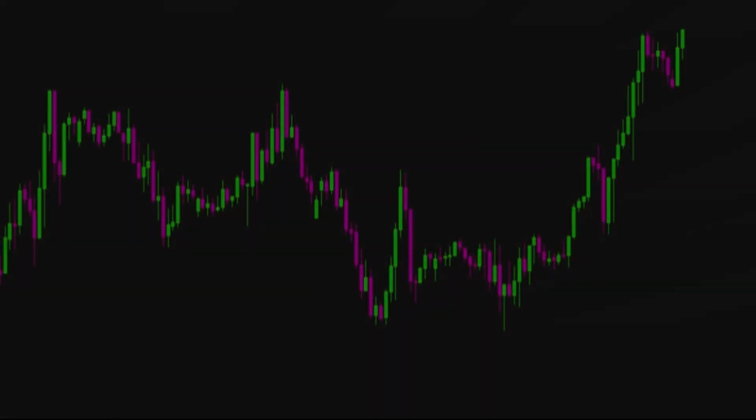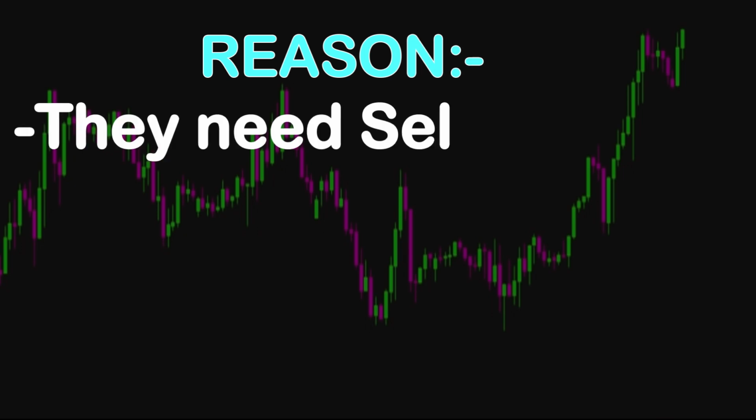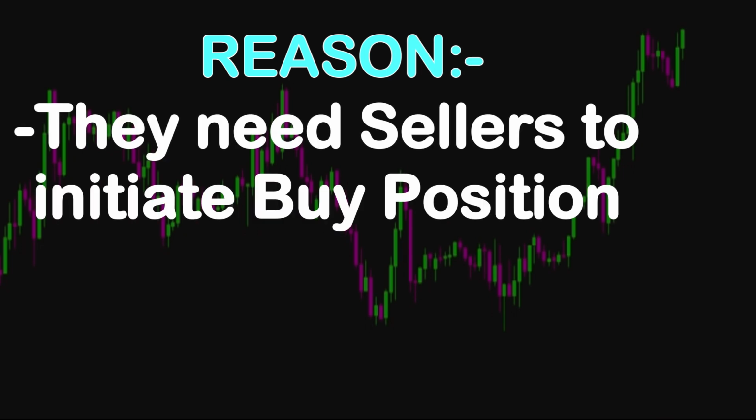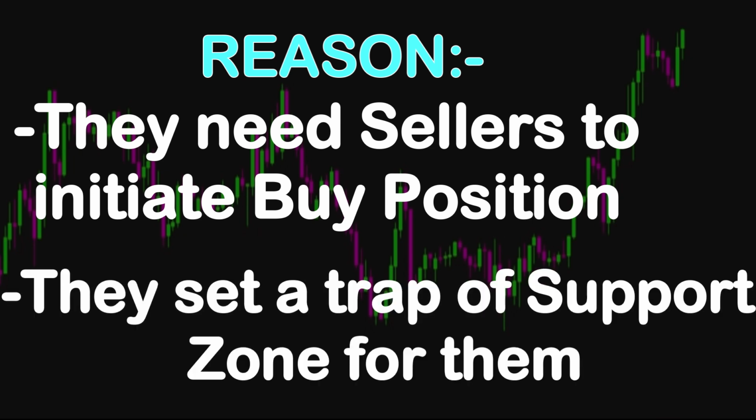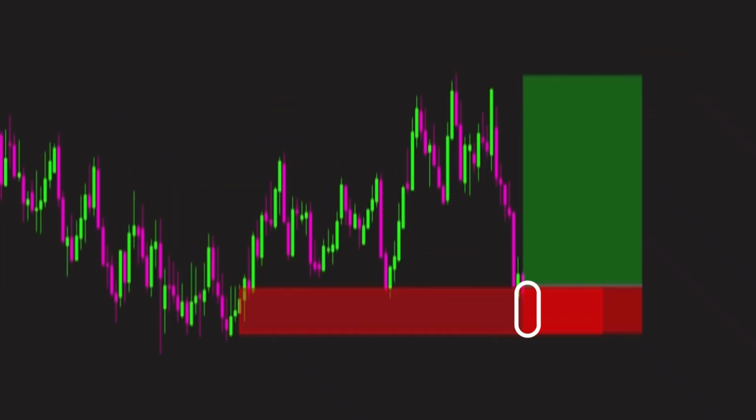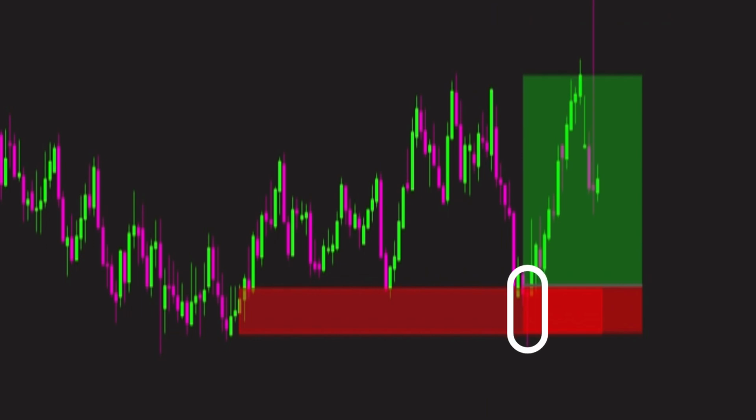The reason is that if they want to initiate a buy position in the market, then they need sellers who can sell the currency pair to them, which is why they set a trap like this. They know that most of the retail traders and small institutions use support and resistance levels and trend lines for initiating their trades. A small body candle with a big wick to the downside can hunt the stop loss of the traders who use the support and resistance levels and trend lines for taking buy or sell positions in the market.